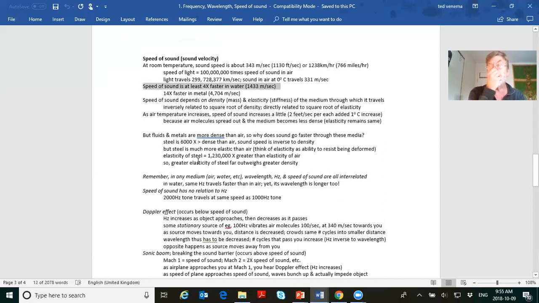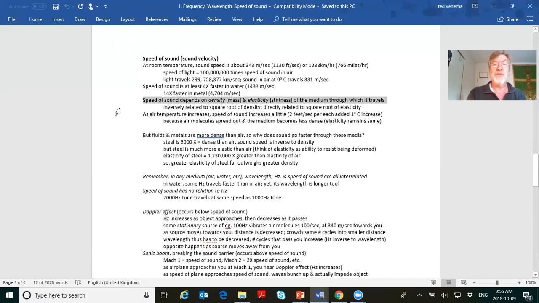Speed of sound is 4 times faster in water. It's 14 times faster in metal. You need to know this too. Speed of sound depends on the density and the stiffness of the medium through which it travels. Remember, density is equal to mass, elasticity is equal to stiffness, and both of those affect sound going through. Both of those make the medium act as a filter. Certain things are going to get through and other things are not.